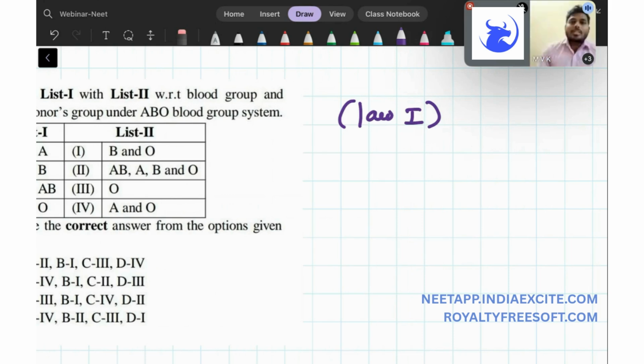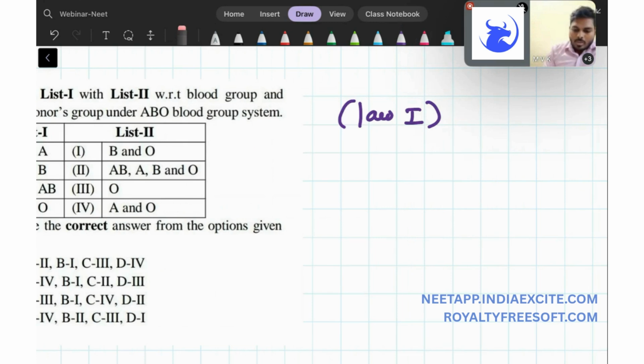The second law is reverse grouping. If you have a particular antibody in your plasma, the corresponding antigen should not be present on the surface of RBC. Let's say we have antibody against B antigen. That means what should be the antigen on the surface of RBC? It should be A antigen. Getting the idea? In NCERT you do not have the terms law 1 and law 2, but basically this is the idea.